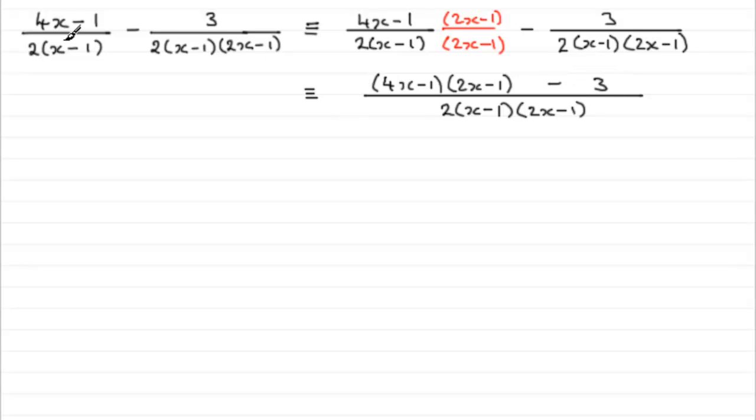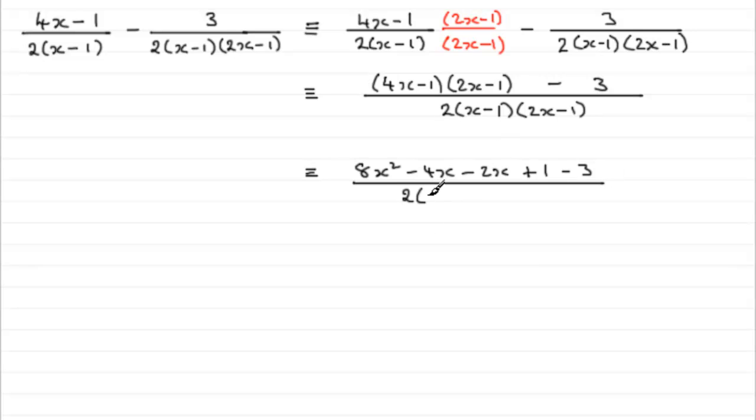Okay, I'm sure some of you would go straight to this line rather than doing this, but it's just here to show you what's going on. Well, we now need to expand the bracket, so we're going to get 8x squared, and then 4x times minus 1 is minus 4x, minus 1 times 2x is minus 2x, and minus 1 times minus 1 is plus 1. And then we've got the minus 3 on the end. And that's all divided by this denominator here.